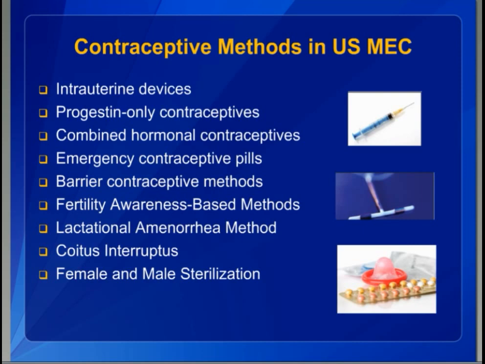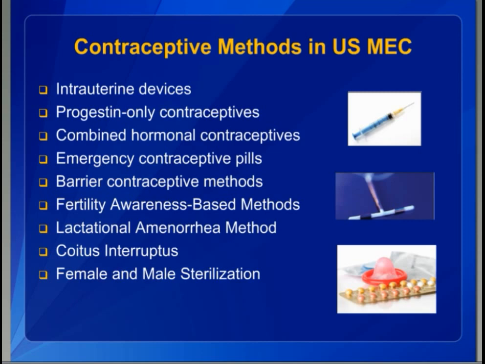The U.S. MEC contains recommendations regarding a full range of contraceptive methods listed here, and this includes intrauterine devices, including the copper and levonorgestrel IUDs, progestin-only contraceptives, including progestin-only pills, depo-medroxyprogesterone acetate injections, and etonogestrel implants. It includes combined hormonal contraceptives, which are those methods containing both an estrogen and a progestin, and those include combined pills, patches, and rings.